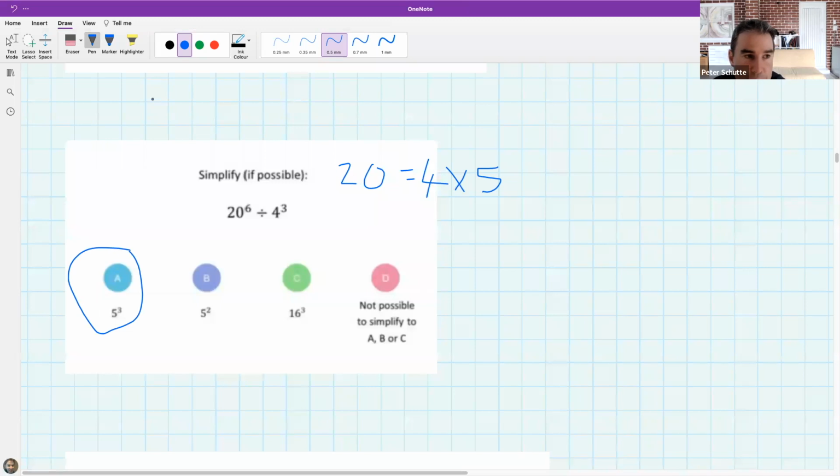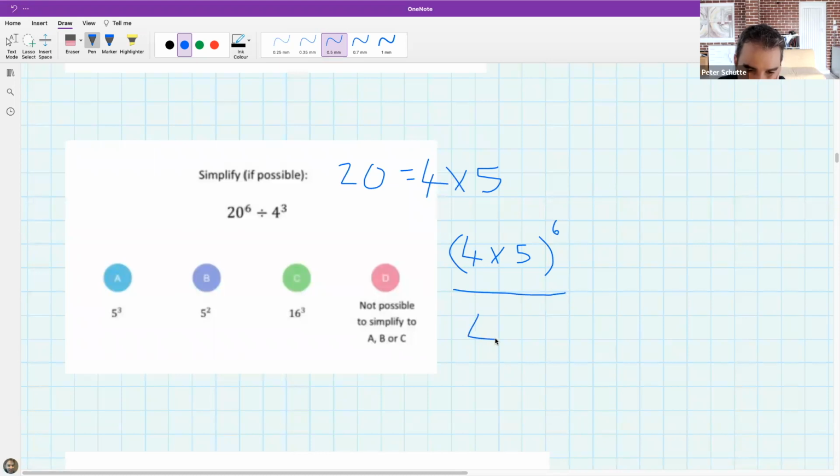Yes. So people are saying A. I'm afraid I think I disagree, but let's go on a bit of a journey. So I'm going to replace the 20 with 4 times 5, and I'm going to write it over that. And then I'm going to write it like this. Now, often in exponents, when I see division, I like to write it like this because it's more visual. It shows me the relationship.